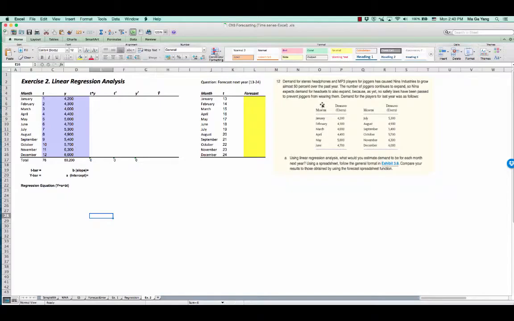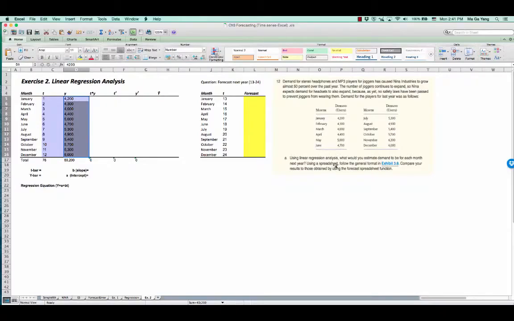Demand for the players for last year was as follows. So the data is given, the last year's data. This is the time variable. This is the demand variable. Using linear regression analysis, what would you estimate demand to be for next month, next year?